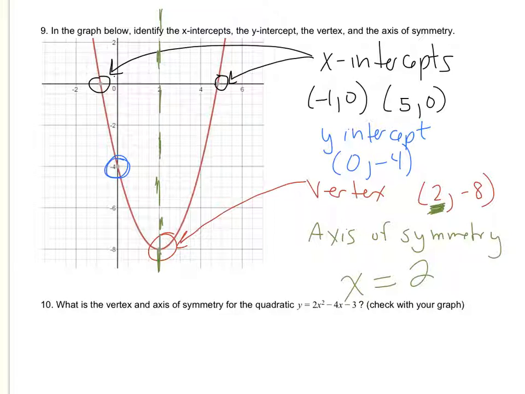Remember, I can't stress this enough, any graphing problem, please graph it. Look at your graph. Use that graph to get your information.